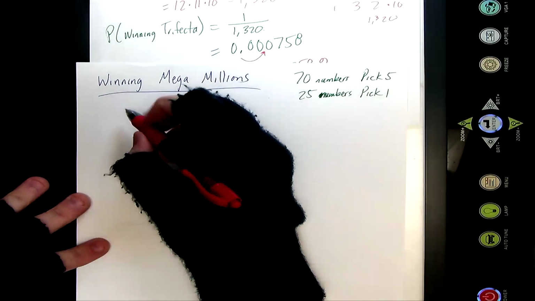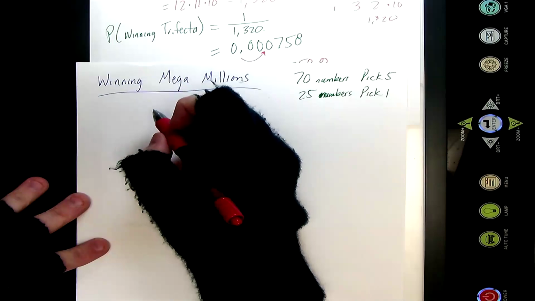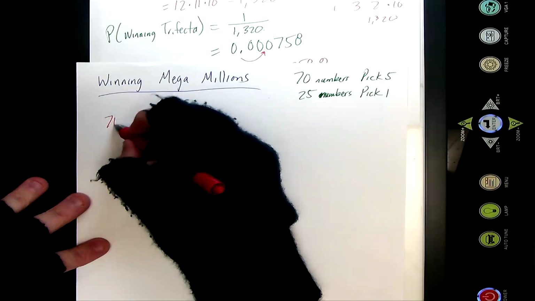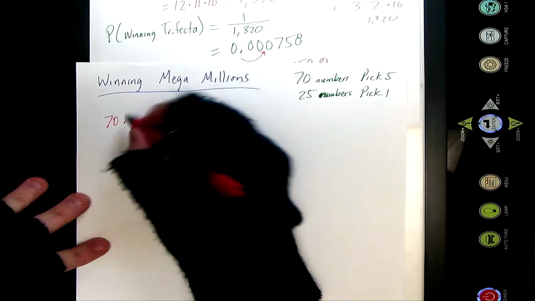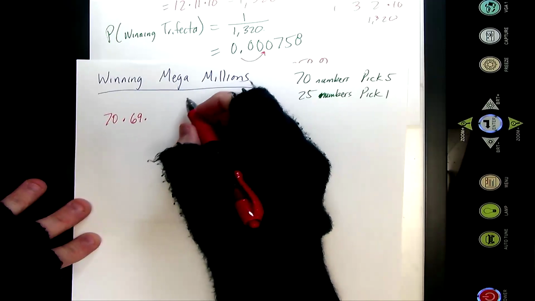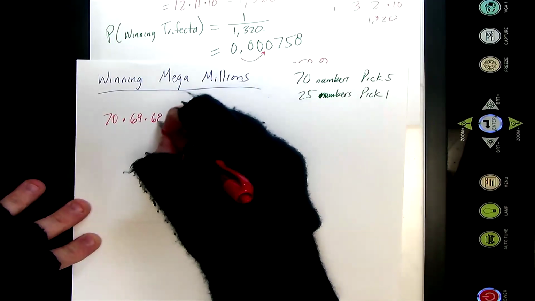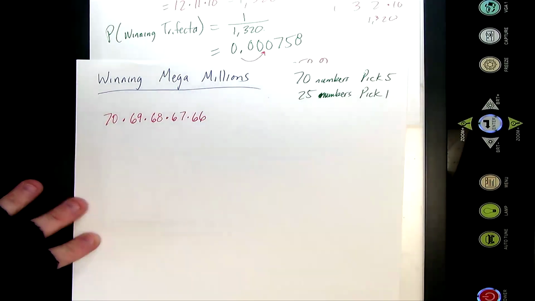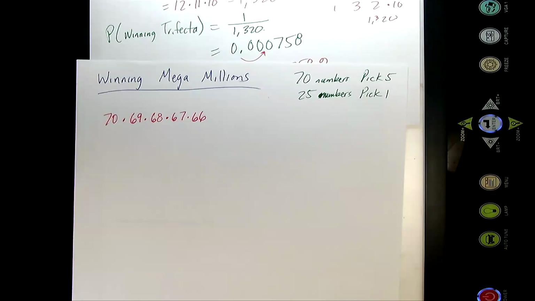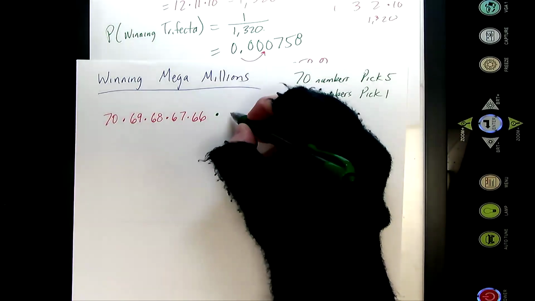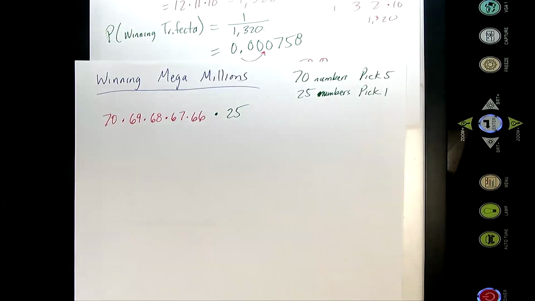Well, one way to do it is just write down my choices, just like we did with the license plate. The first ball could be 70. Second ball could be 69. Different balls, one of the balls is already picked. Then just like the license plate, pick 5 numbers, those are the number of options we have for the first 5 balls. And then the last one is a little bit different. It starts at 25 because there's 25 numbers.